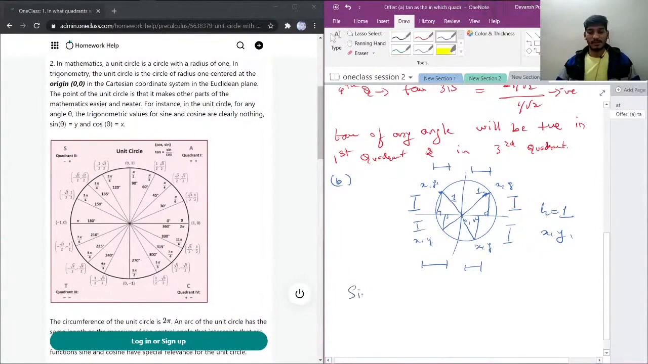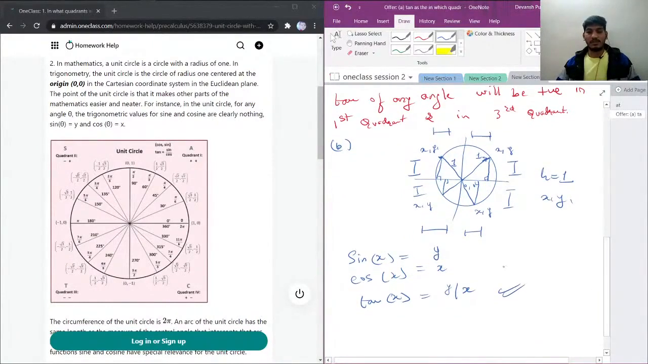So we can calculate sine of x, cosine of x, and tangent of x. Sine is always y, just the y coordinate of the unit circle is going to be my sine x. The x coordinate of the unit circle is going to be my cosine x, and y by x is always going to be tangent of x. So without using any calculator, we can find the values of any angle using this unit circle.